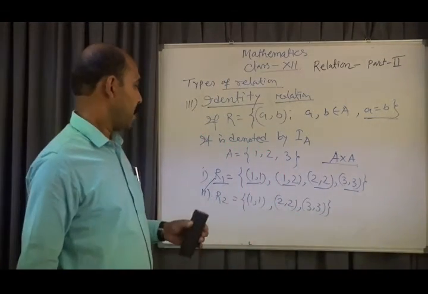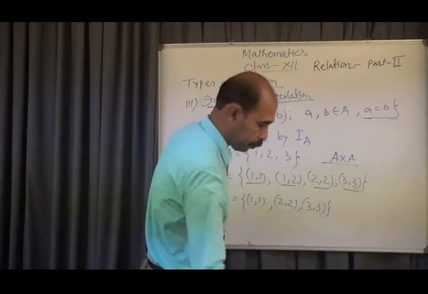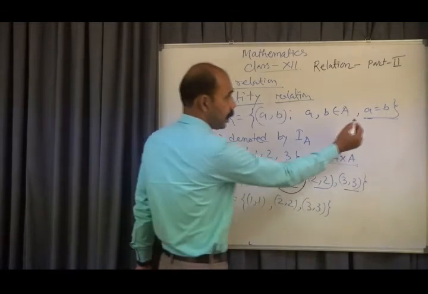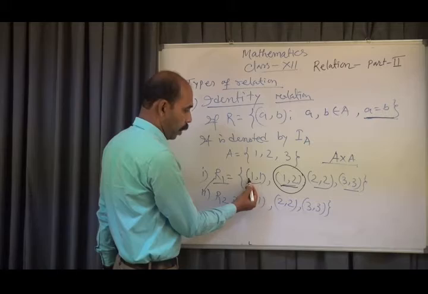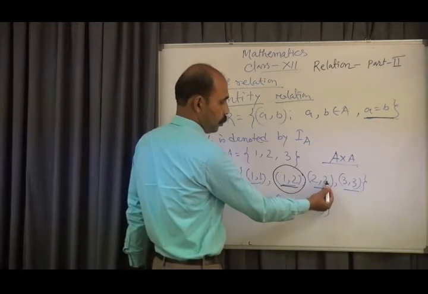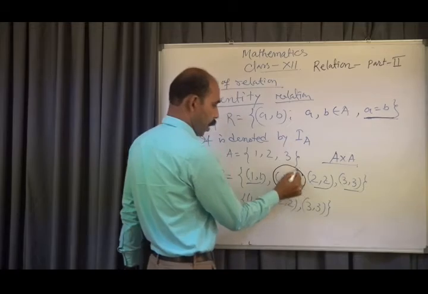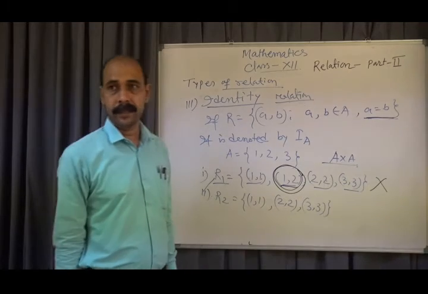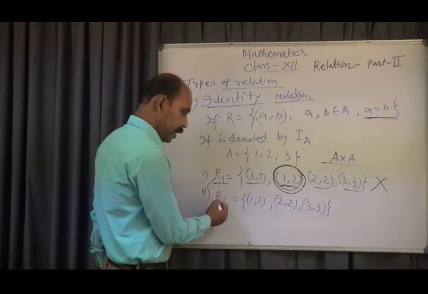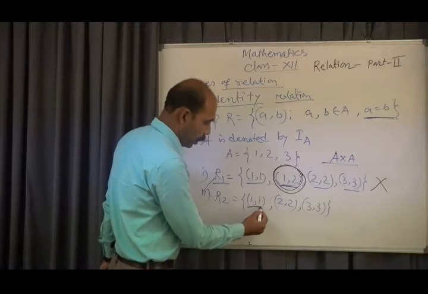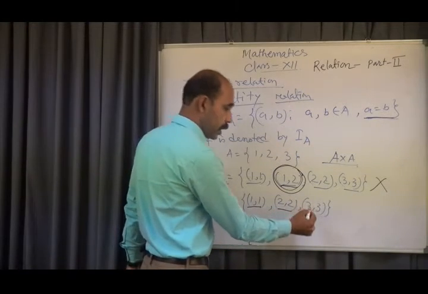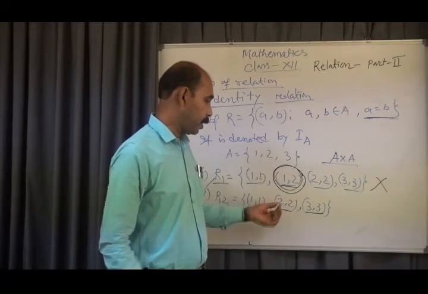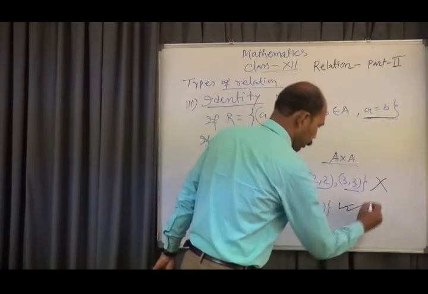Can I call this an identity relation? Now you see that in these places, (1,2): 1 is not equal to 2. I have written a equals b, that is 1 equals 2. Here you see that 1 equals 1, 2 equals 2, 3 equals 3. But here 1 is not equal to 2. So for this reason, it is not an identity relation. In relation 2, you see that 1 equals 1, 2 equals 2, 3 equals 3. Every element is related to the same element, so it is an identity relation.